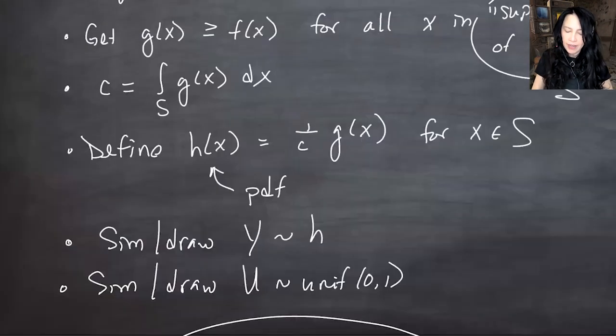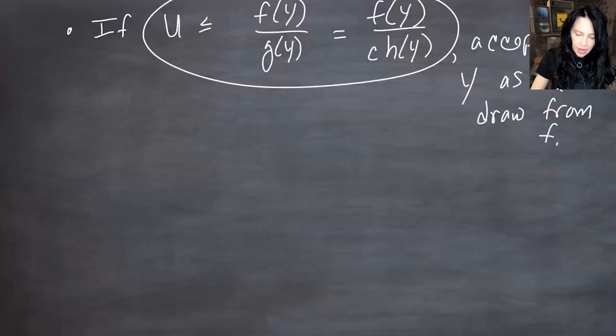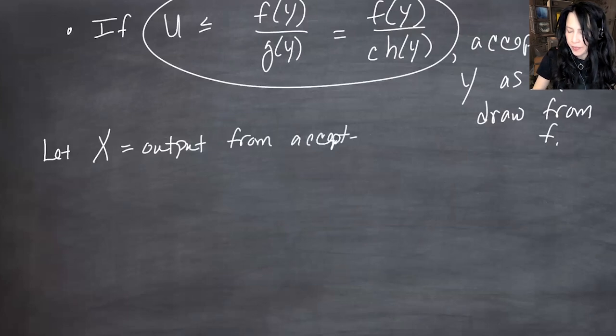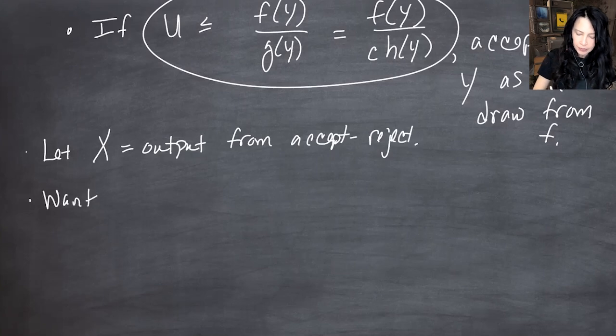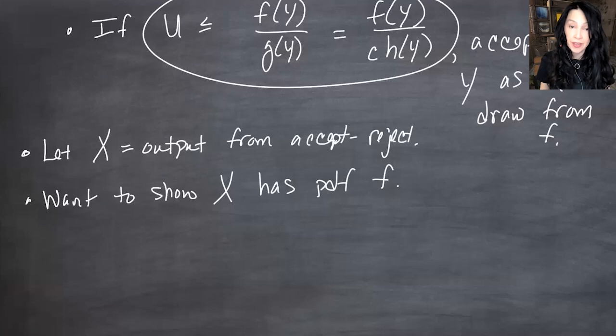So we have a target PDF that we want to simulate from. I'm going to assume, again, continuous distributions here. I'm going to let X be the output from the accept reject algorithm. So I'm not saying that X has PDF F, but that's what we want to show because that's our goal. So we want to show X has PDF F because that's what we're trying to simulate from.